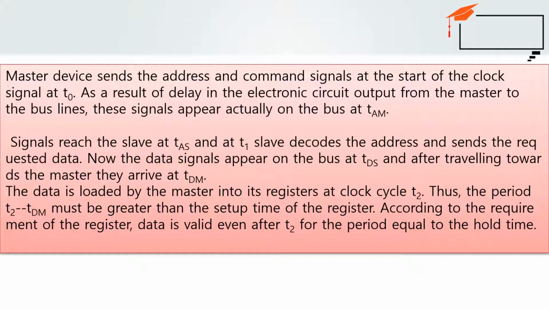The slave decodes the address and sends the requested data. Now the data signals appear on the bus at TDS, and after traveling towards the master, they arrive at TDM. The data is loaded by the master into registers at clock cycle T2. Thus, the period T2 to TDM must be greater than the setup time of the register. According to the requirement of the register, data is valid even after T2 for a period equal to the hold time.